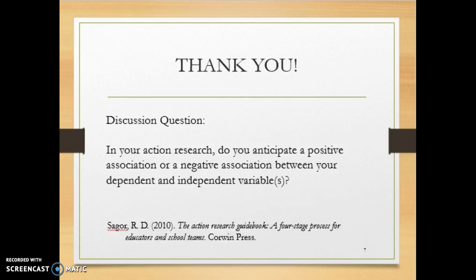So, in thinking about trend analysis for your action research project, do you anticipate a positive association or a negative association between your dependent and independent variables?